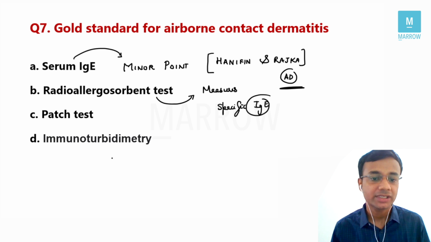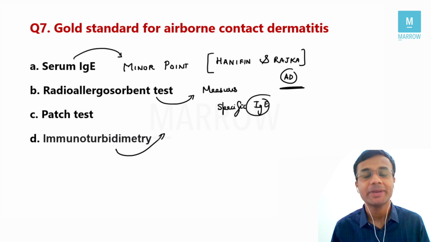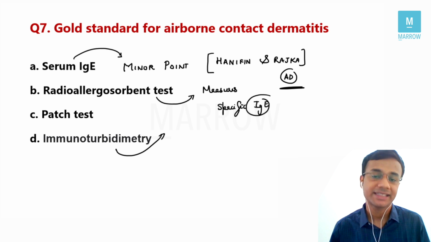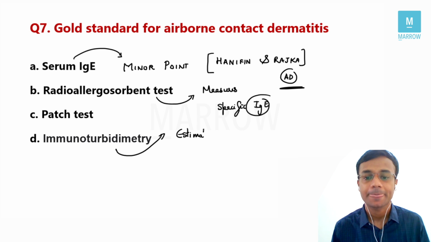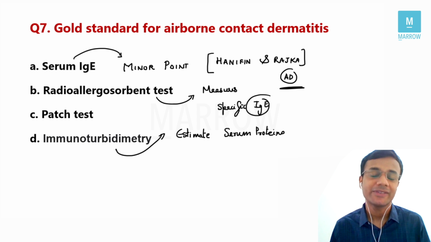What is immunoturbidimetry? This is basically a test which is used to estimate serum proteins which cannot be detected by usual biochemical methods. So this is called immunoturbidimetry. That's why we remain with the last option, which is going to be patch test.